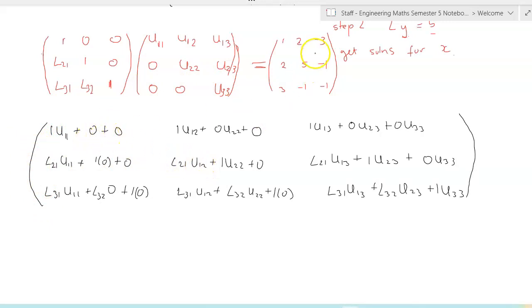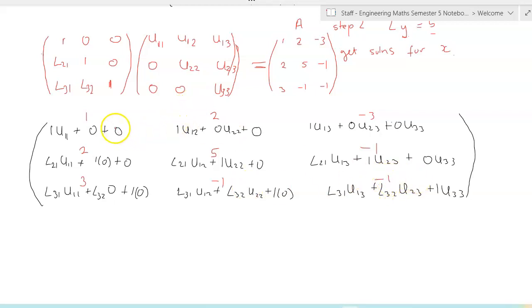But these values correspond to the values from the matrix A, so I'll put them in in a different color. So this corresponds to 1. This must equal 2. This must equal minus 3. I'm taking these values from this matrix here, the matrix A. And the next row, this must be 2. This must be 5. This must all add up to minus 1. And here, these must be 3, minus 1, and minus 1.